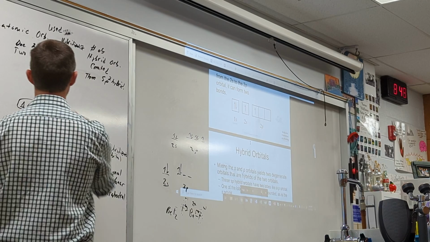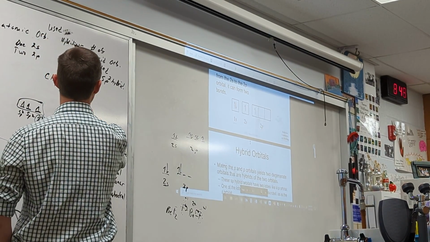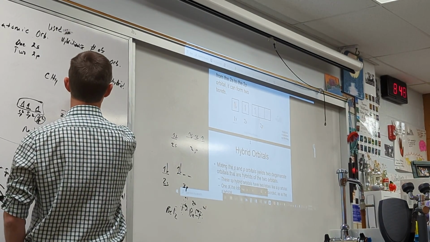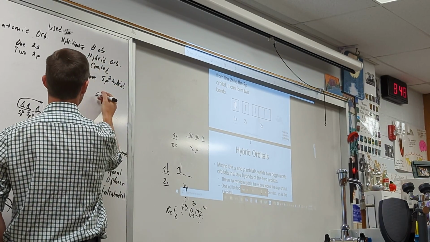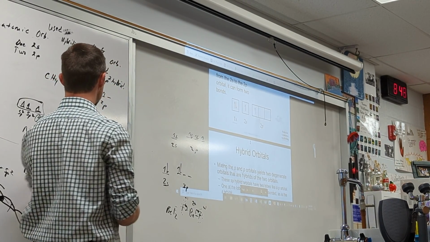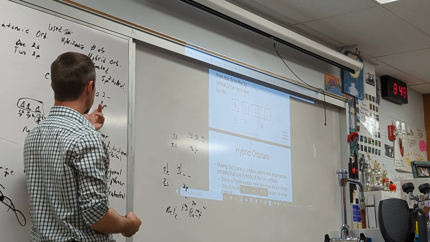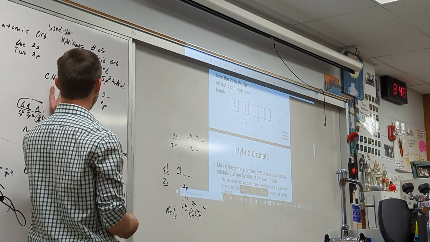Carbon and fluorine. Okay, carbon, CH4, would be 2s, sorry, and 2p. Okay, how many bonds? This is the orbital diagram for carbon. How many bonds could carbon make based on what this looks like? 2. 1, 2. We need to be able to make 4.